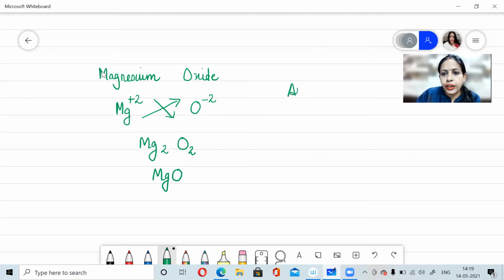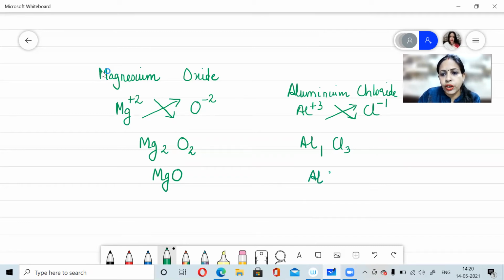Similarly, for aluminum chloride, it will be Al +3 and Cl -1. Again, we use the arrow to interchange the valency, and we get Al1Cl3. 1 and 3 cannot be divided by a common number, so the formula remains like this. But as I said, 1 will be ignored. So the final formula will become AlCl3.